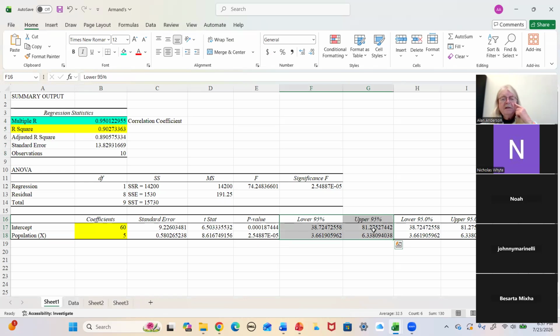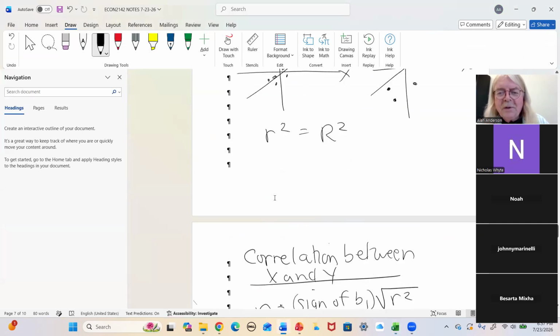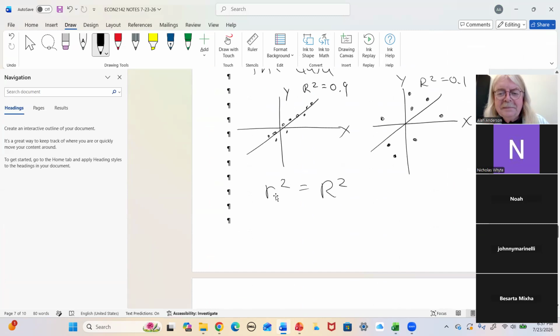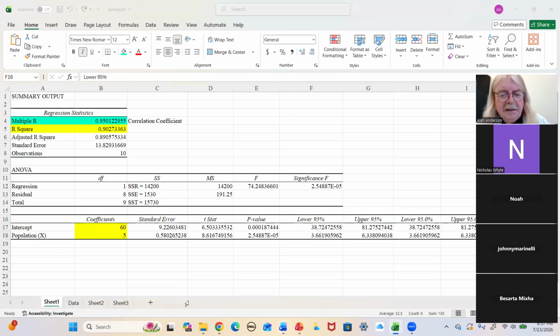Does this mean that at some point we're going to do some hypothesis test? And the answer is yes. But we'll get to that in a bit. We don't want to jump the gun too much. So the more deeply you get into this stuff, the more impressed we are with Excel, aren't we?